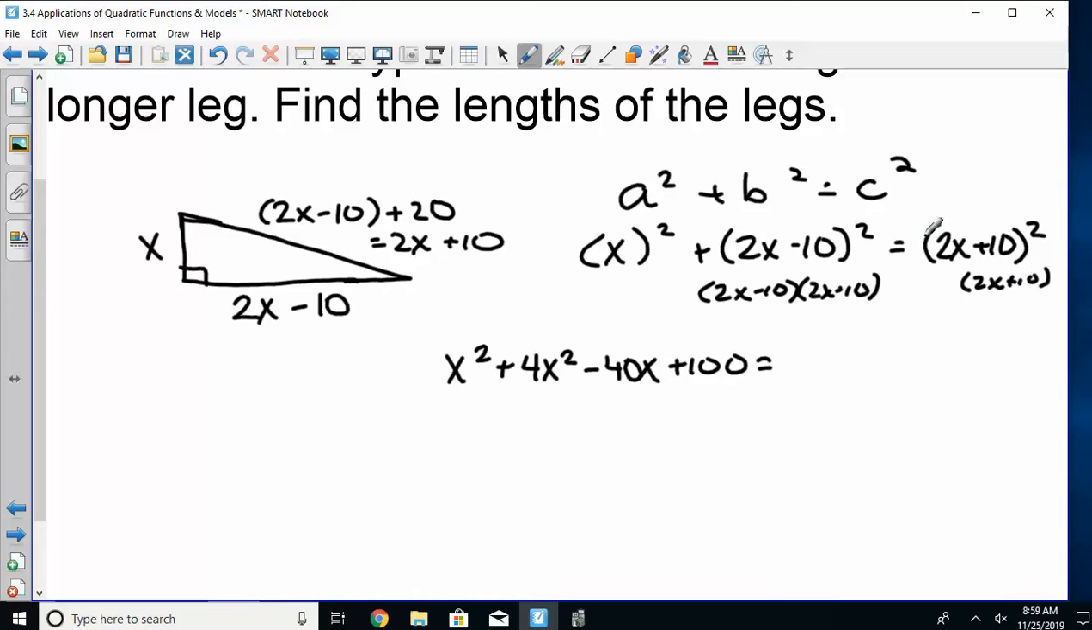On the other side, if I wrote that twice, you would get 4x squared plus 20x and plus 20x is plus 40x. 10 times 10 is 100. What do you want to do now?